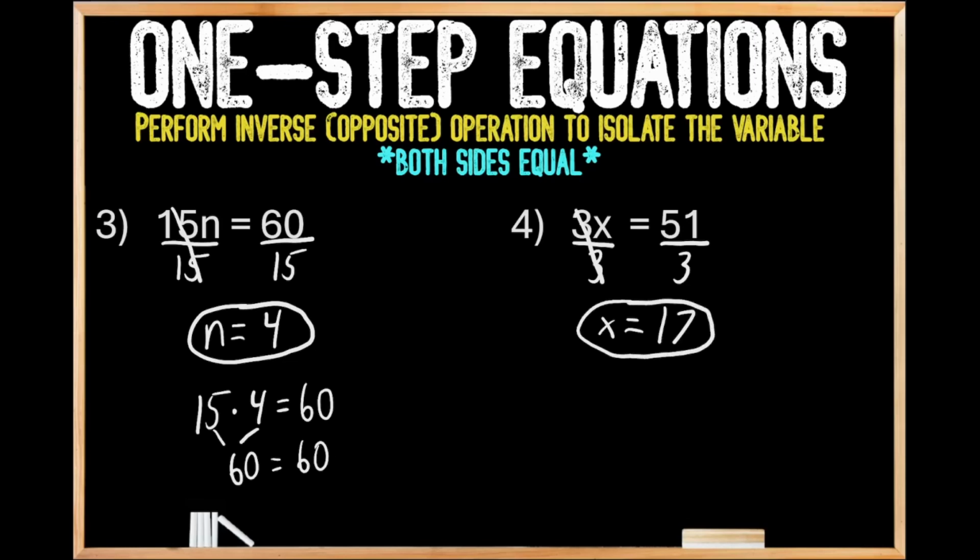Now we're going to double check just to make sure that we have the correct answer. So we have 3 times 17 equals 51. And when we multiply 3 times 17, we get 51. And since both sides of this equation are equal, it means we have the correct answer. x is equal to 17.